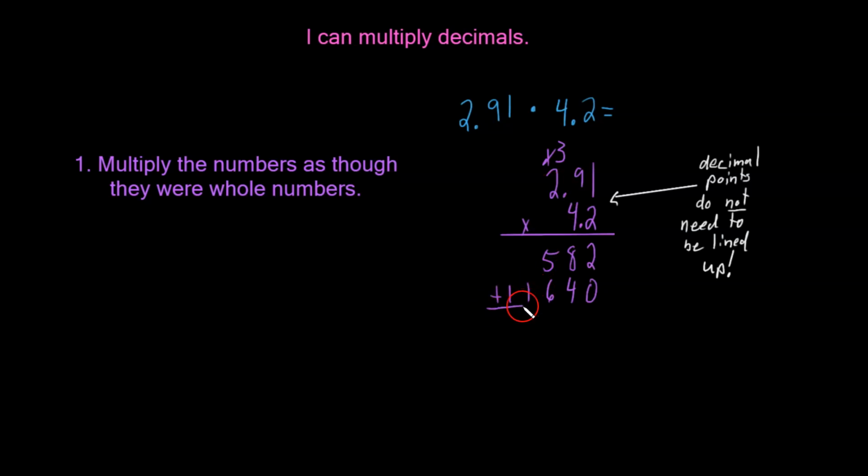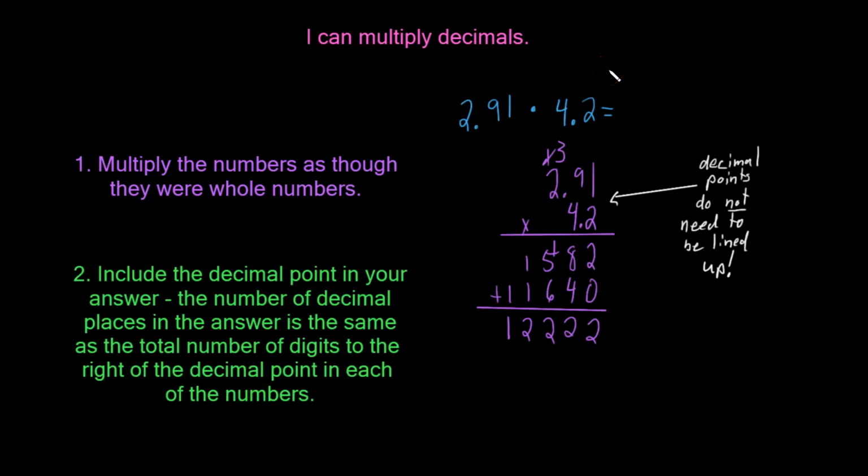All right, now we're going to add them. And 2 plus 0 is 2. 8 plus 4 is 12. 1 plus 5 is 6, plus 6 is 12. 1 plus 1 is 2. Bring down the 1. And now we need to get into our second step when we're multiplying decimals.